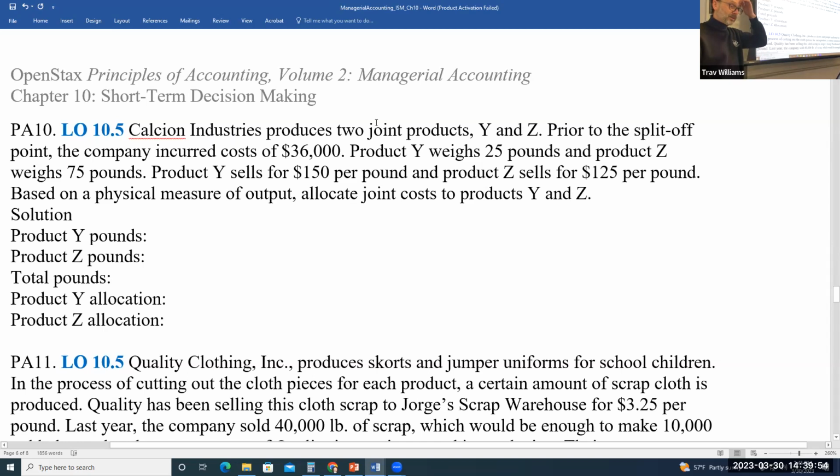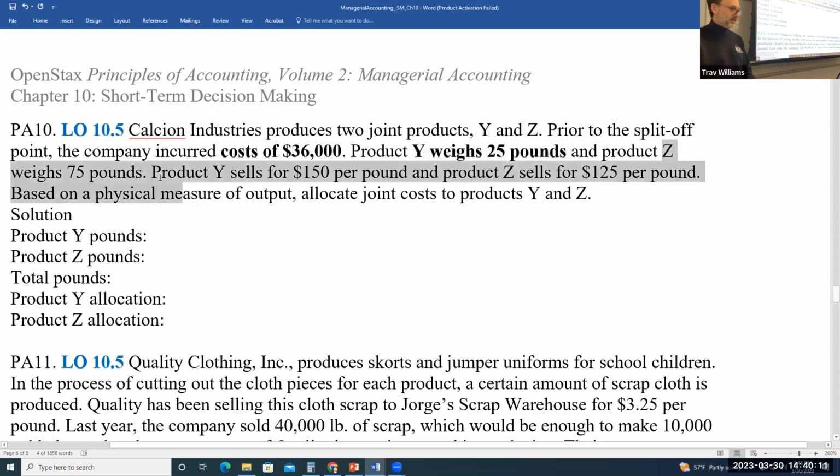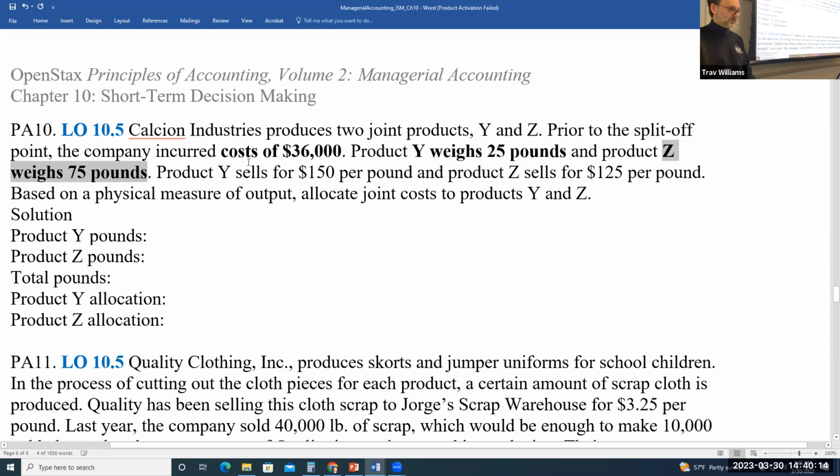This company has 2 products, Y and Z. They have costs of $36,000. Product Y weighs 25 pounds. Z weighs 75 pounds. Sales price is not relevant. If we are going to base our costs on a physical measure of output, in other words, on the weight of the products, how would we allocate the costs?